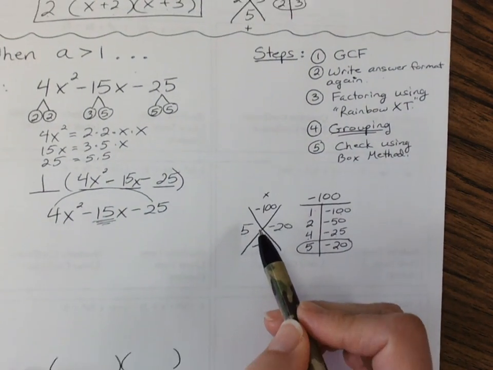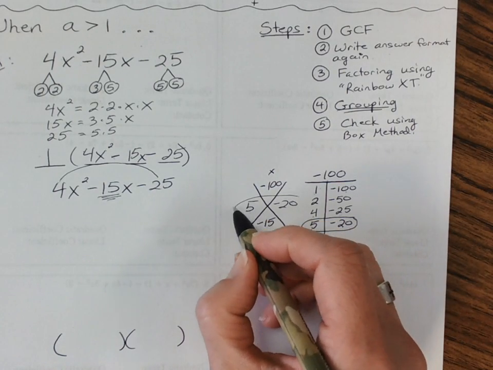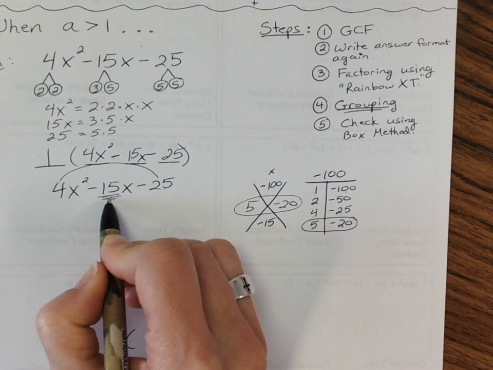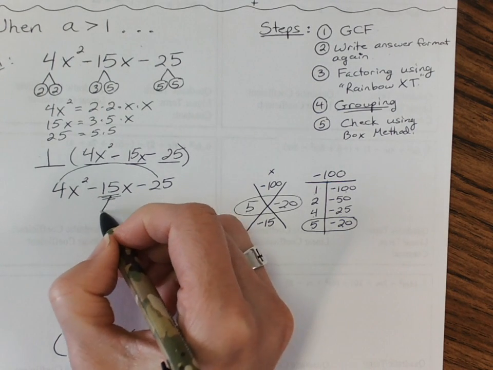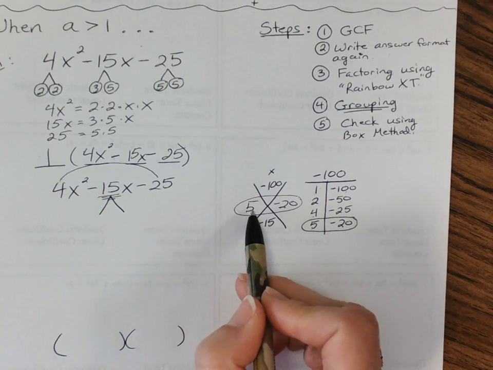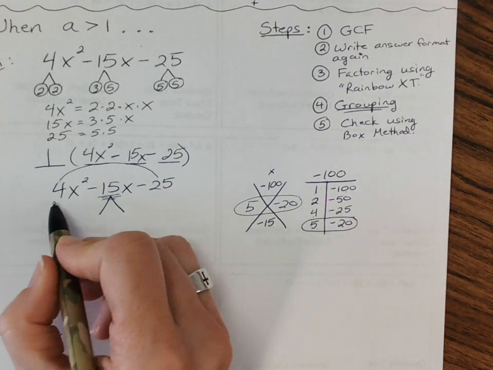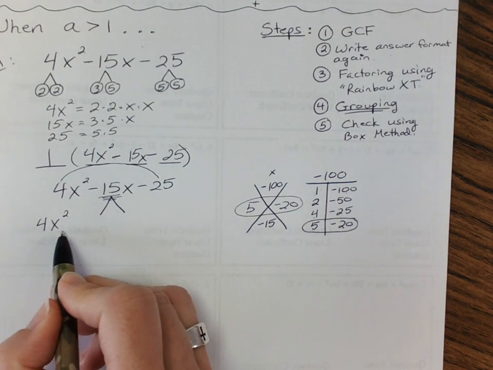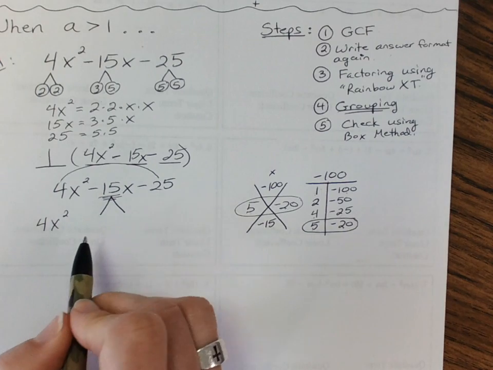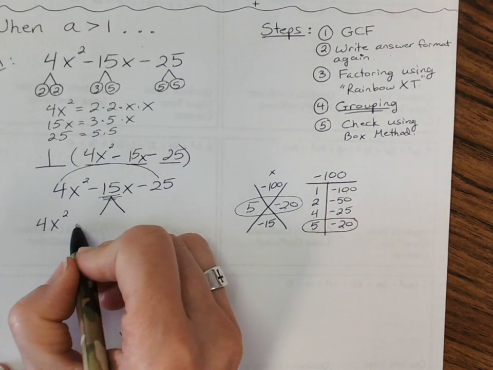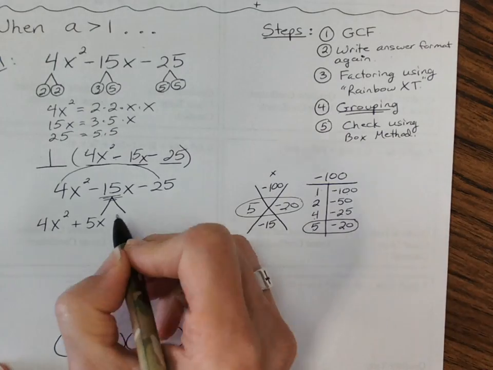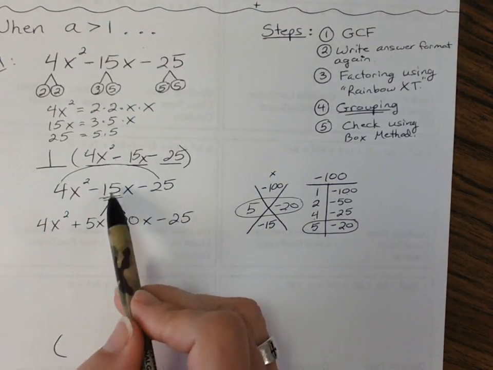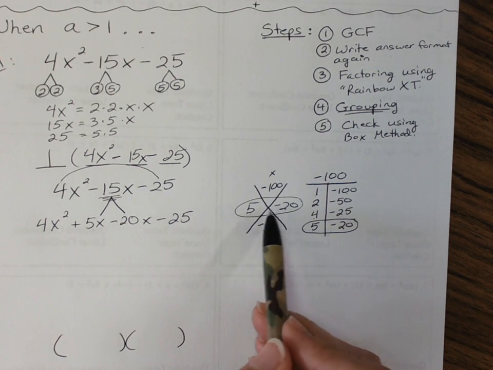So I found these 2 numbers. So let's go back down here. I found these 2 numbers here. 5 plus negative 20 is the same thing as negative 15. So when you have to do grouping, you're going to replace that negative 15 with these 2 numbers. So my trinomial is now going to become a quadrinomial with 4 terms. So I have 4x squared, and instead of negative 15, I'm going to write negative 15 in terms of 5 minus 20. So I'm going to have a positive 5x minus 20x minus 25. So I'm going to take that 15, I'm going to split it into the two factors that equal negative 15.